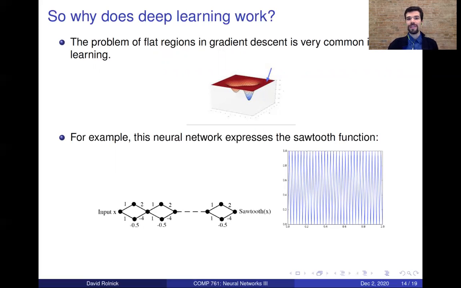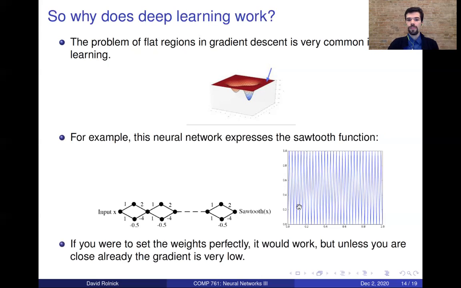For example, this is a neural network that you can write down that expresses the sawtooth function. So this is the sawtooth function. It's a function from one input variable to one output variable. And the function goes like this. And this is a neural network. So I'm writing it down for you. If you could find this neural network, you would be able to express the sawtooth function. If you could set the weights perfectly, it would work. But unless you're already close, the gradient is very low. So this is what this looks like, I think.